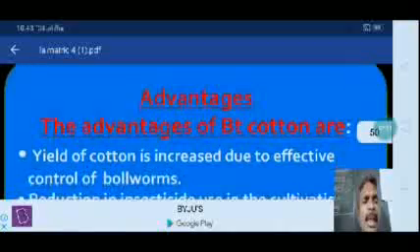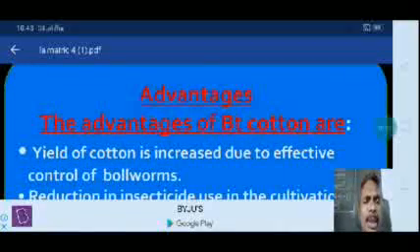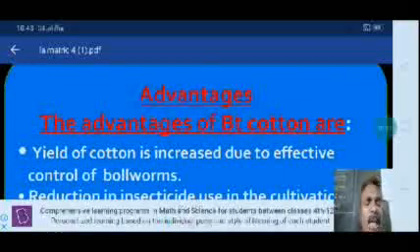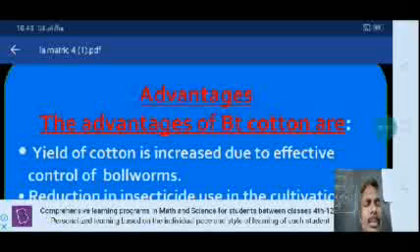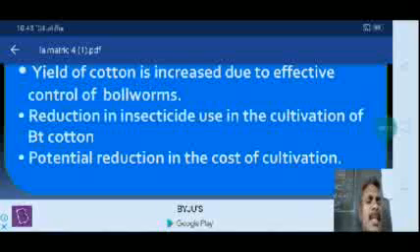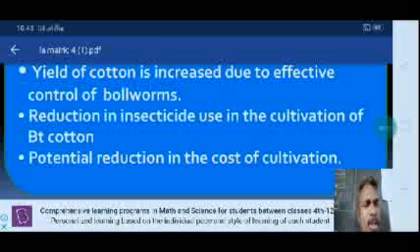Then what are the advantages of Bt cotton? The yield of cotton is increased due to effective control of bollworms. There is a reduction in insecticide use in the cultivation of Bt cotton. There is also a potential reduction in the cost of cultivation.